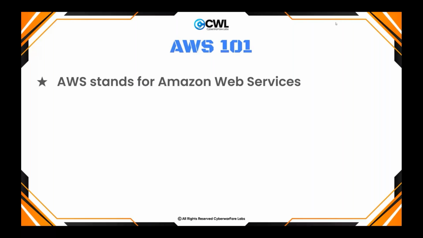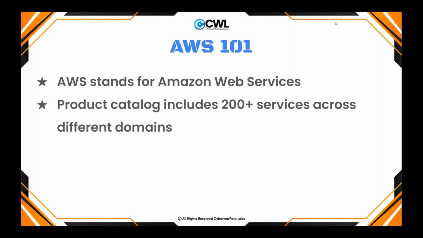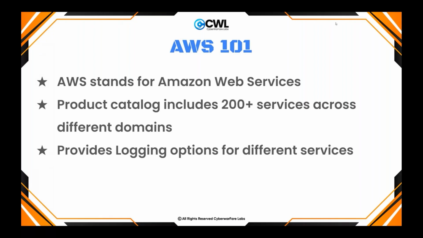So AWS is the Amazon Web Services, and it has a very good product catalog of approximately 230 to 240 or even more services which come across various domains like compute, serverless, AI/ML, and many more. And one of the good things about this is AWS is one of the oldest cloud providers, and it has some very good logging options. So you can typically log everything that is going on inside your AWS environment, and these are very native services that are offered by AWS to log and analyze those logs.